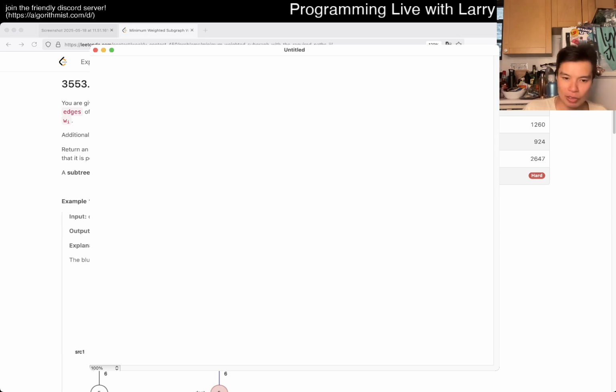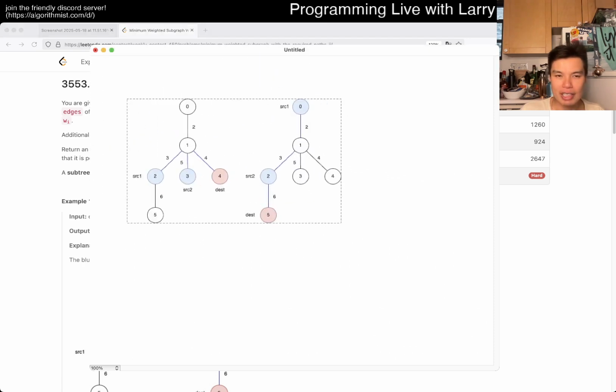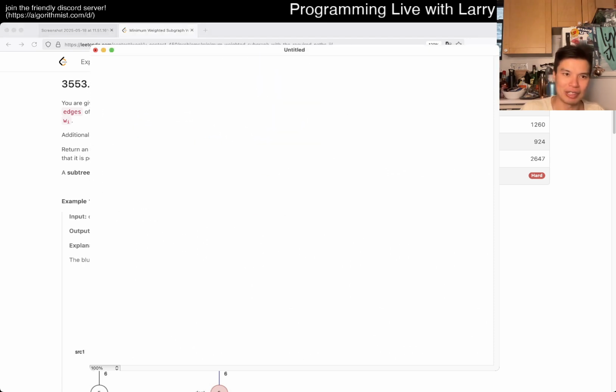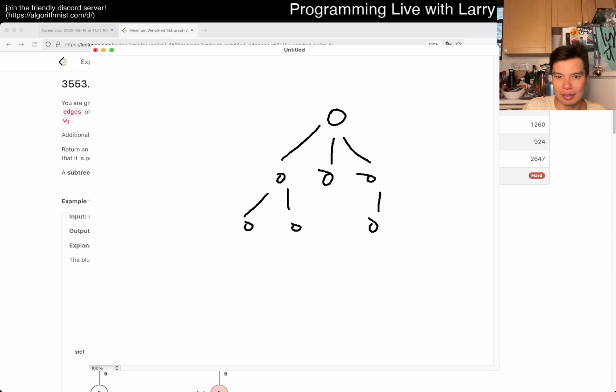So okay, let's say we have some graph like this. Actually, maybe I'll just draw my own. Yeah, so let's say you have some graph, it's just nodes, right?